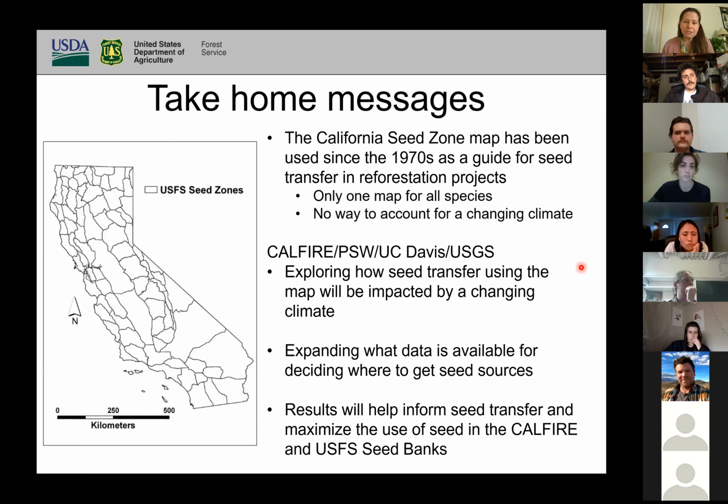So my take-home message is the California Seed Zone map has been used since the 1970s as a guide for seed transfer in reforestation projects. We've only had one map for all species, and there's really no way in that map to account for a changing climate. And working with CAL FIRE and the Forest Service and UC Davis and the US Geological Survey, we're exploring how seed transfer using the map could be impacted by a changing climate.